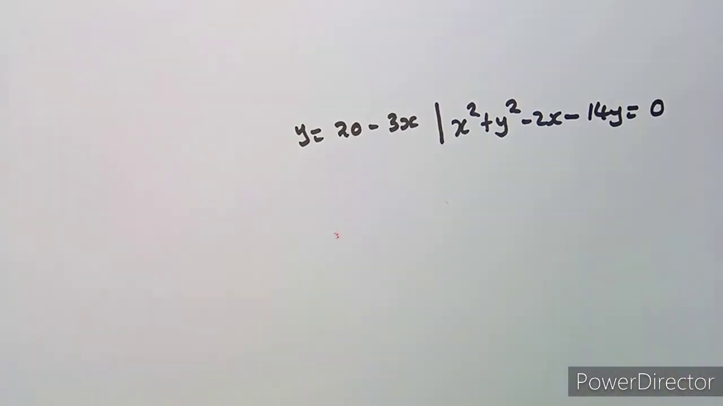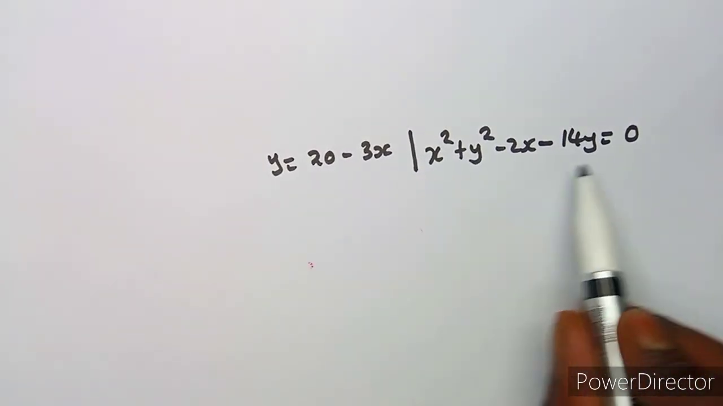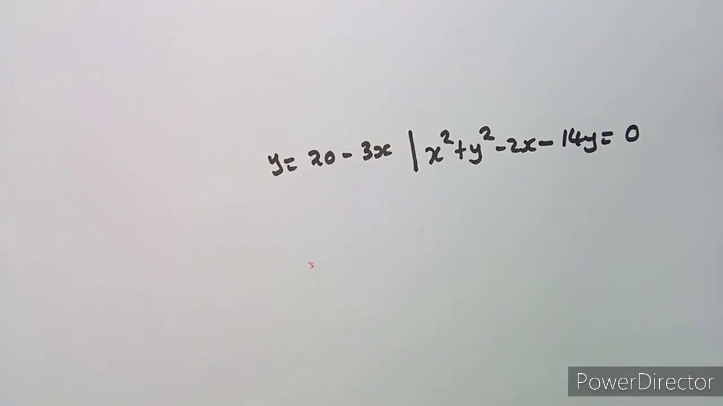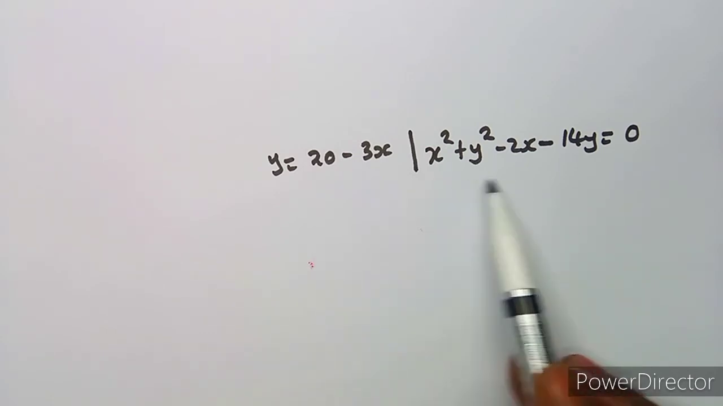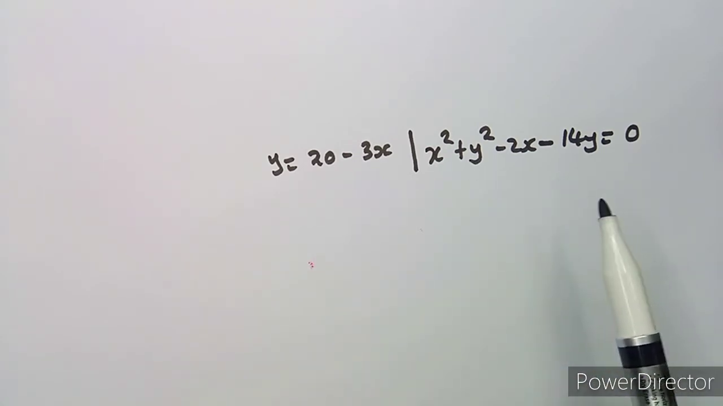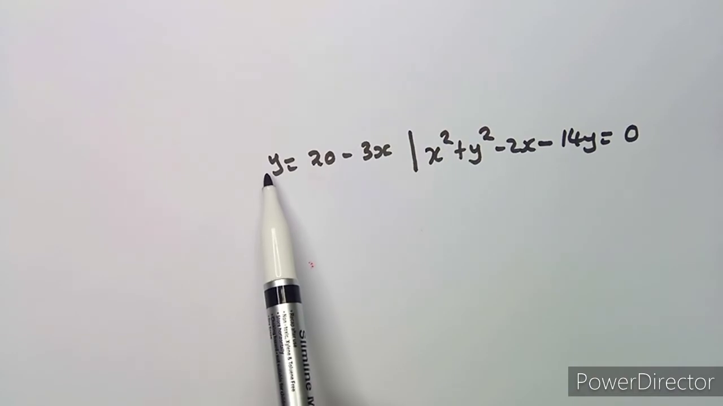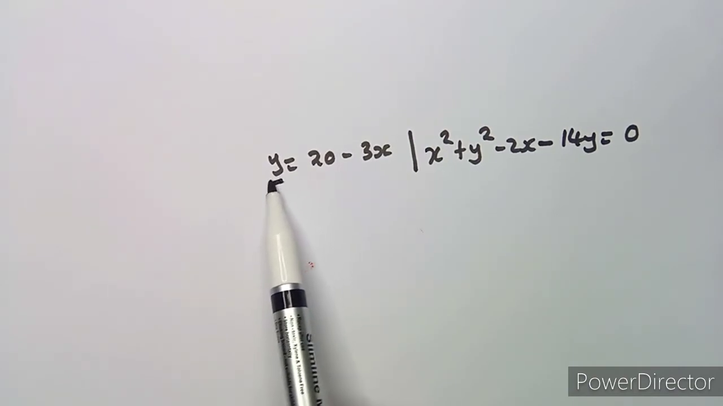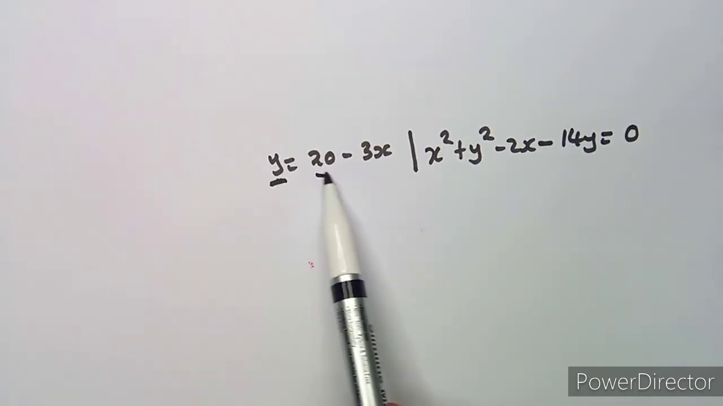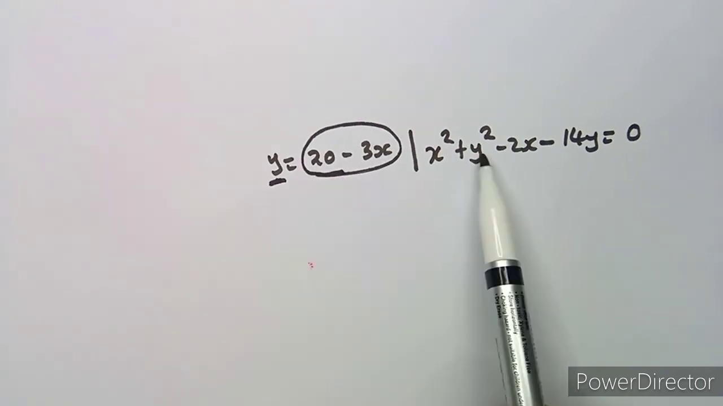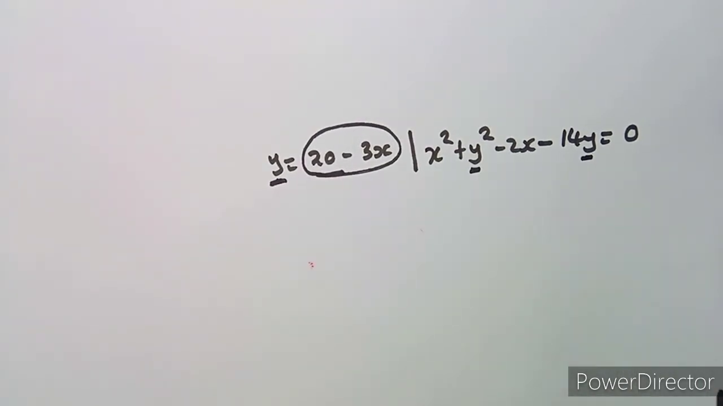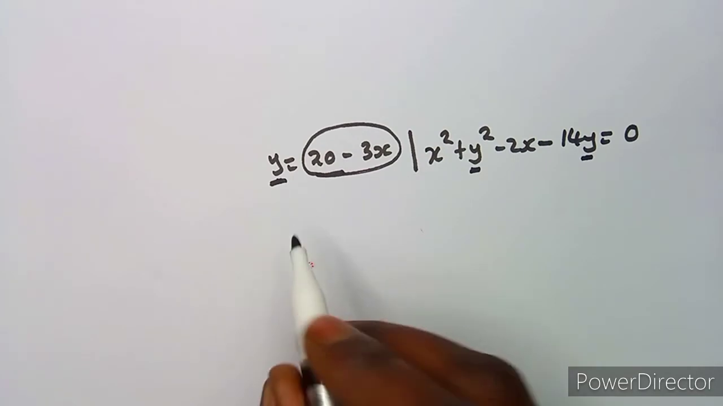Okay, so as you can see from this particular question, it's difficult for us to make y the subject, like what we did on that previous question where we made y the subject, then we equated the equation. This one is difficult. So what am I going to do? Since on equation 1 y is already the subject, I'm just going to substitute 20 minus 3x in place of y. All right, so that's what I'm going to do in this case.